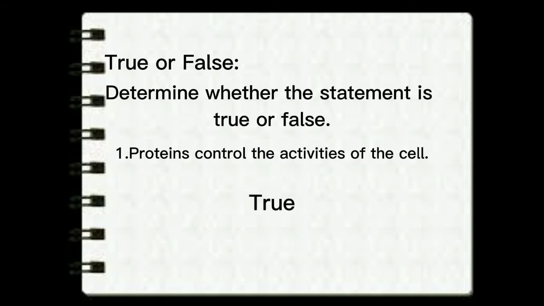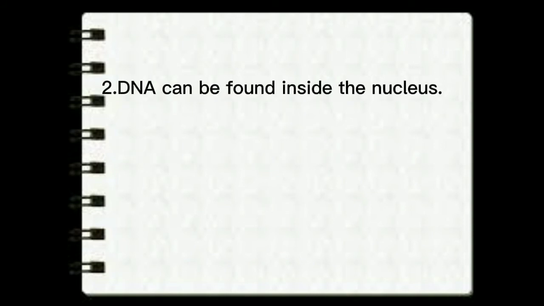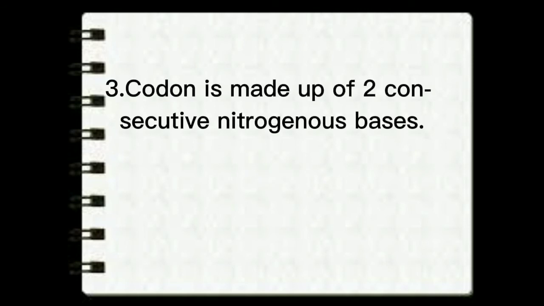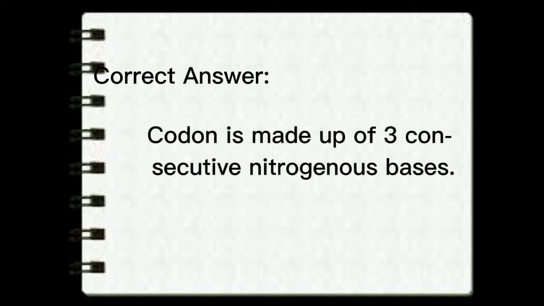Very good. Number 2. DNA can be found inside the nucleus. Is it true or false? The correct answer is true. Very good. Number 3. Codon is made up of 2 consecutive nitrogenous bases. Is it true or false? The answer is false. It is false because a codon is made up of 3 consecutive nitrogenous bases.